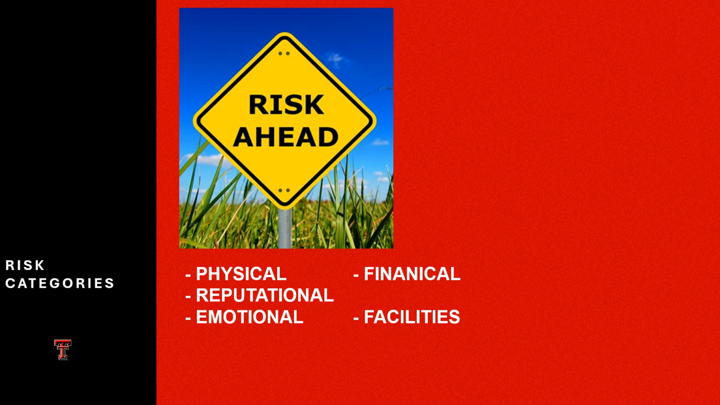We're now going to review the 5 main broad categories that risk can fall into. These 5 categories include physical, reputational, emotional, financial, and facilities risk. Physical risk is our first category. It refers to bodily injuries that occur as a result of participating in an event or activity, either directly or indirectly. An example includes injuries resulting from physical activities or from a travel-related accident, or an indirect example is food poisoning from an event.